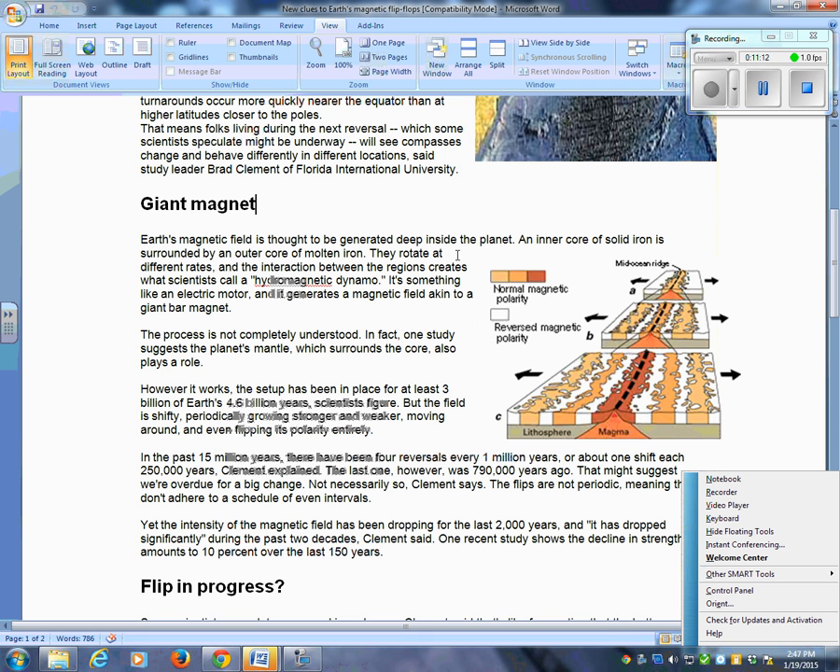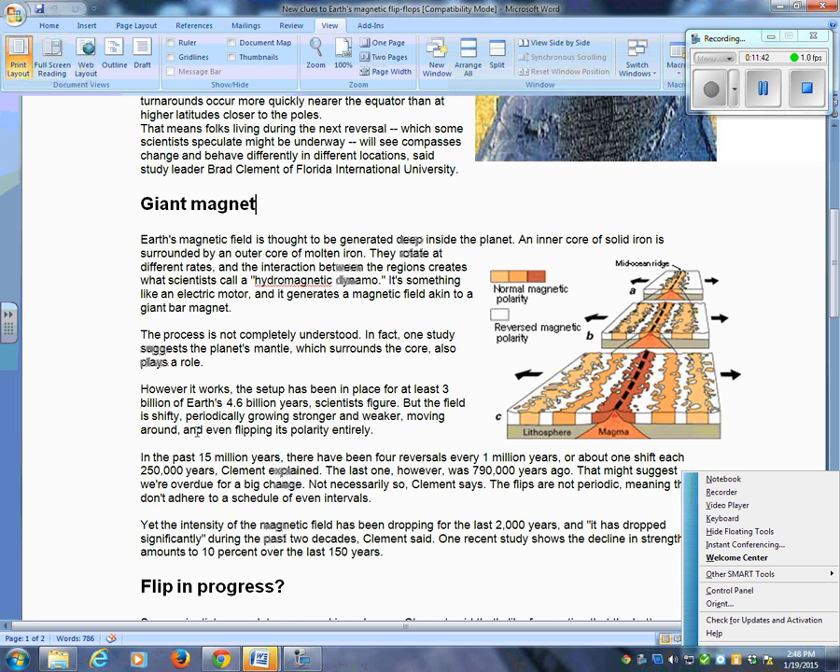Earth's magnetic field is thought to be generated deep inside the planet. An inner core of solid iron is surrounded by an outer core of molten iron. They rotate at different rates, and the interaction between the regions creates what scientists call a hydromagnetic dynamo. I don't even know what that means. It's something like an electric motor, and it generates a magnetic field akin to a giant bar magnet. The process is not completely understood. In fact, one study suggests the planet's mantle, which surrounds the core, also plays a role. However it works, the setup has been in place for at least 3 billion of Earth's 4.6 billion years.